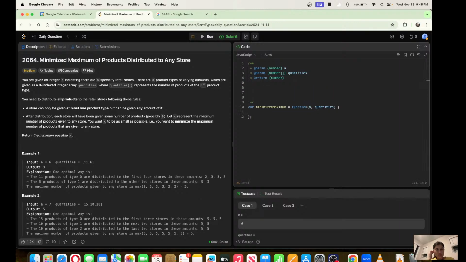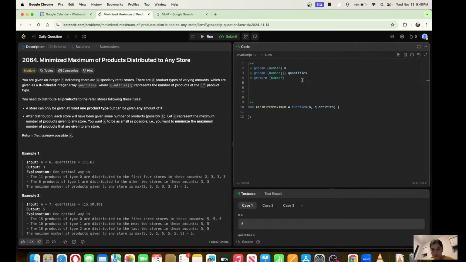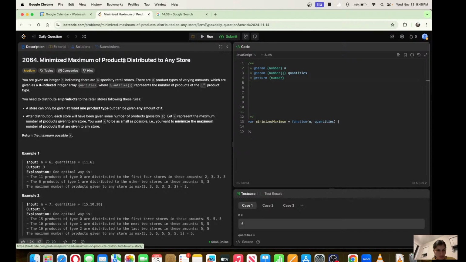Minimized maximum of products. Is it streaming or not? Yeah, it is streaming, because yesterday it stopped in between. So minimized maximum products, it is already 9:45 p.m.